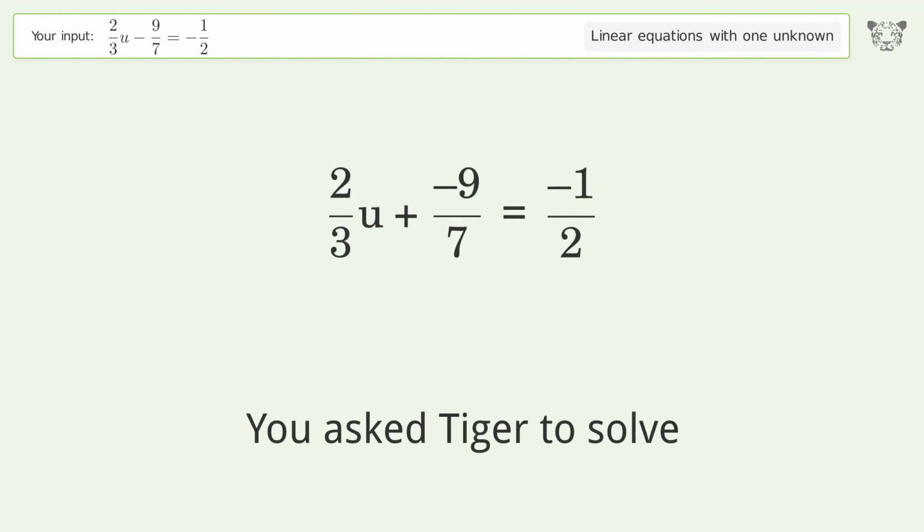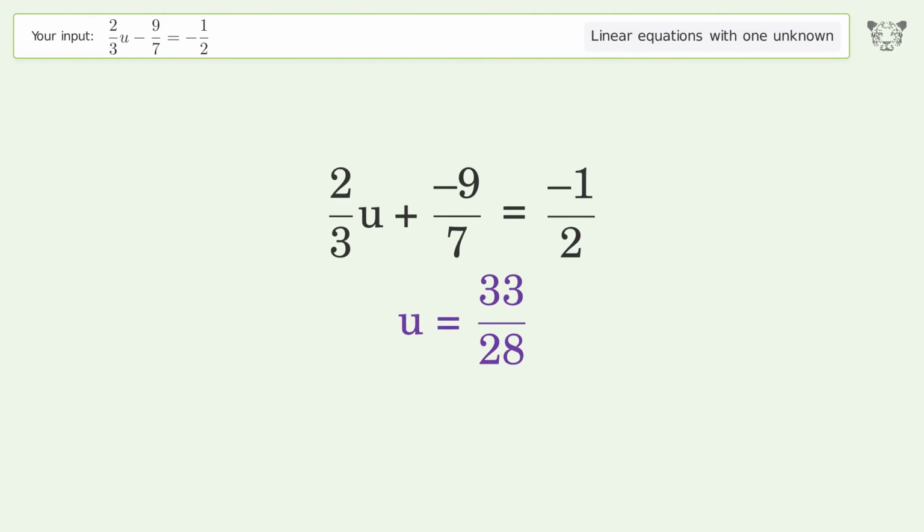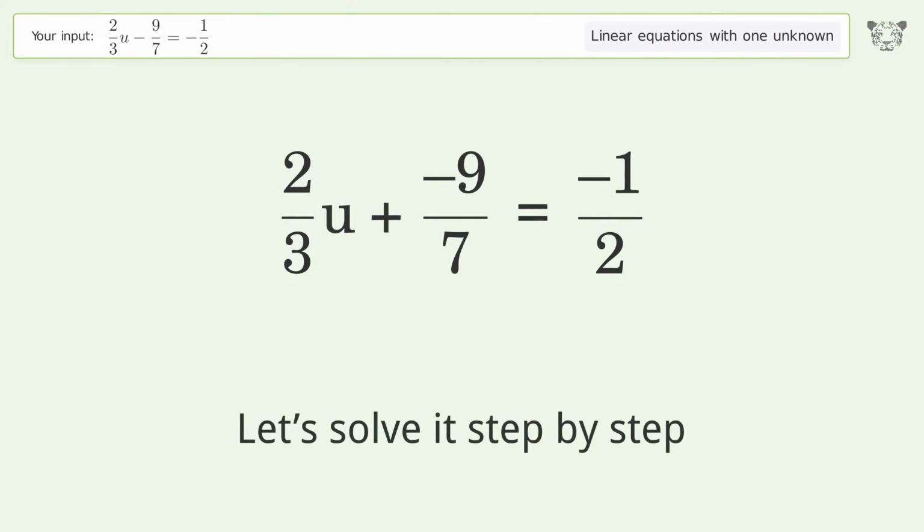You ask Tiger to solve. This deals with linear equations with one unknown. The final result is u equals 33/28. Let's solve it step by step.